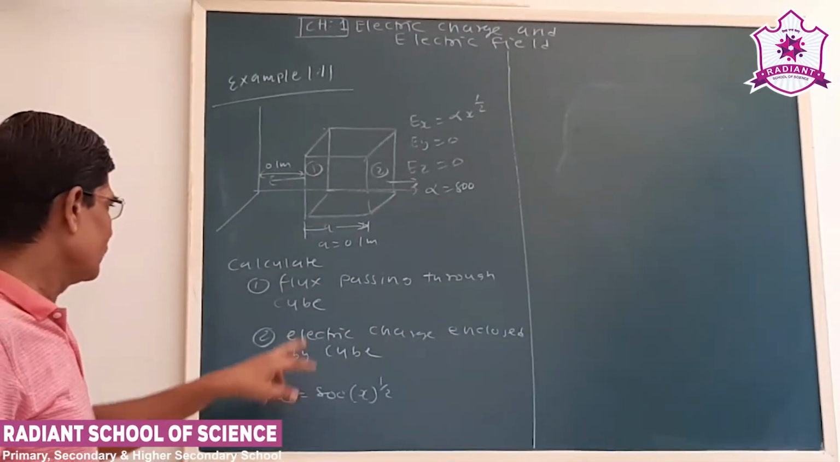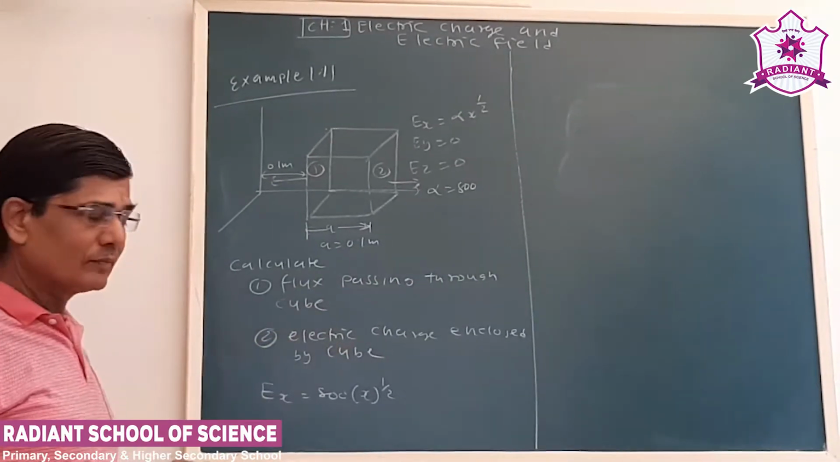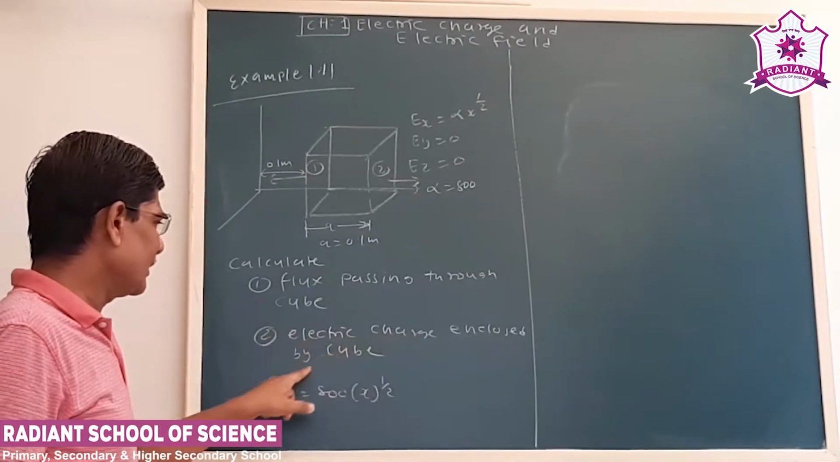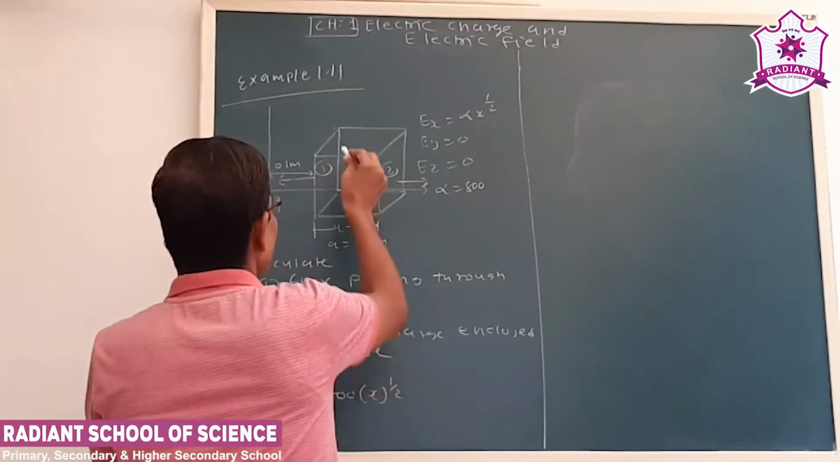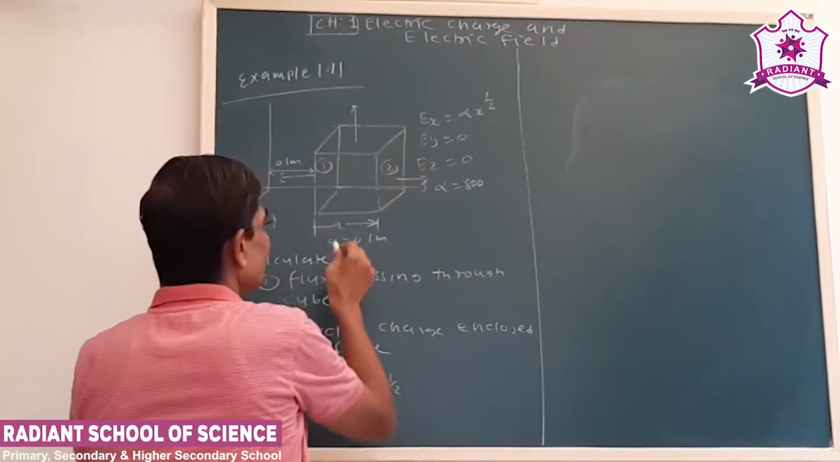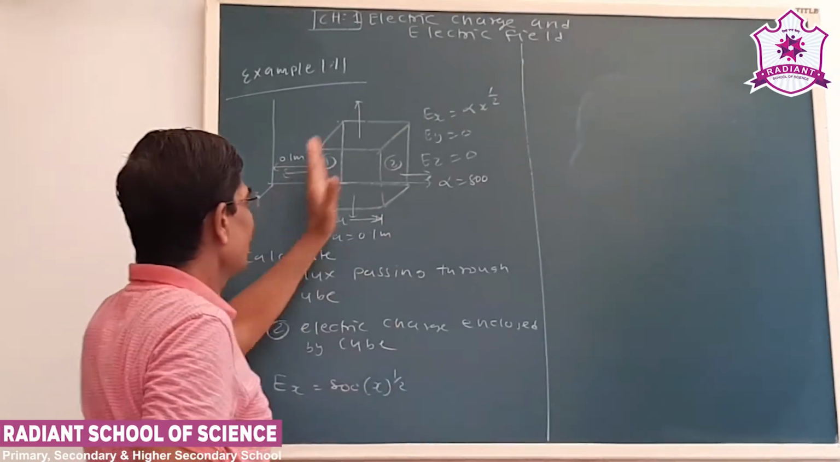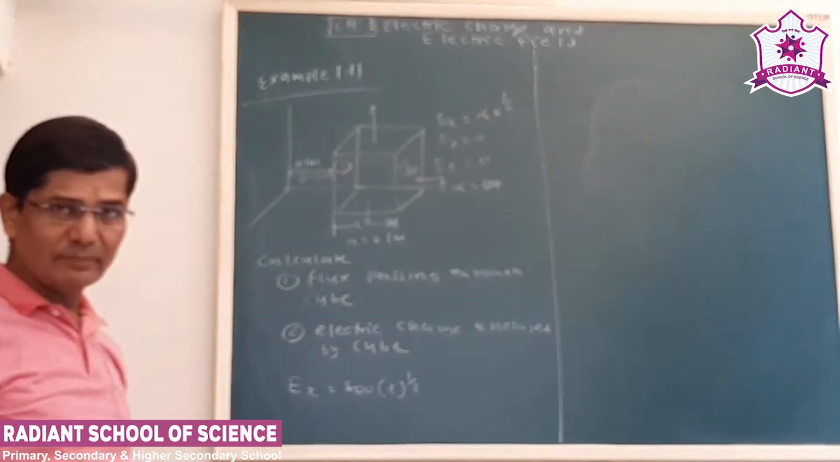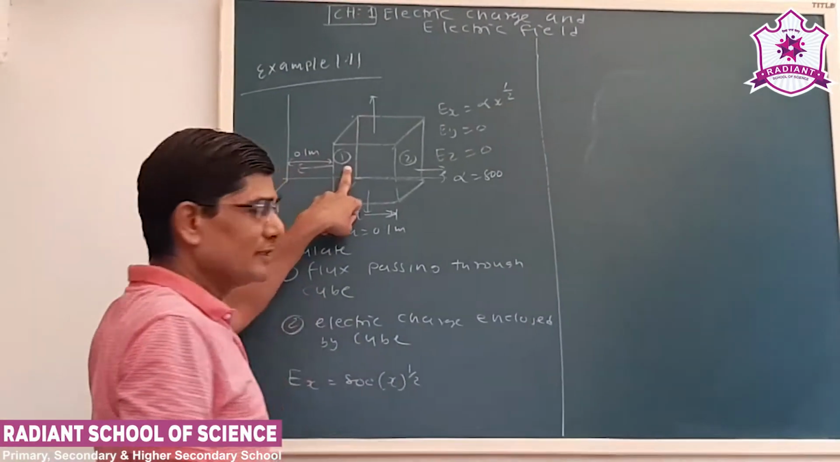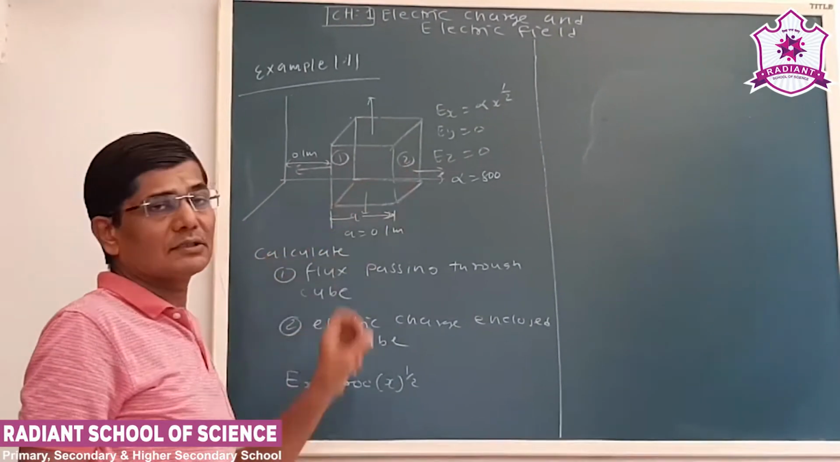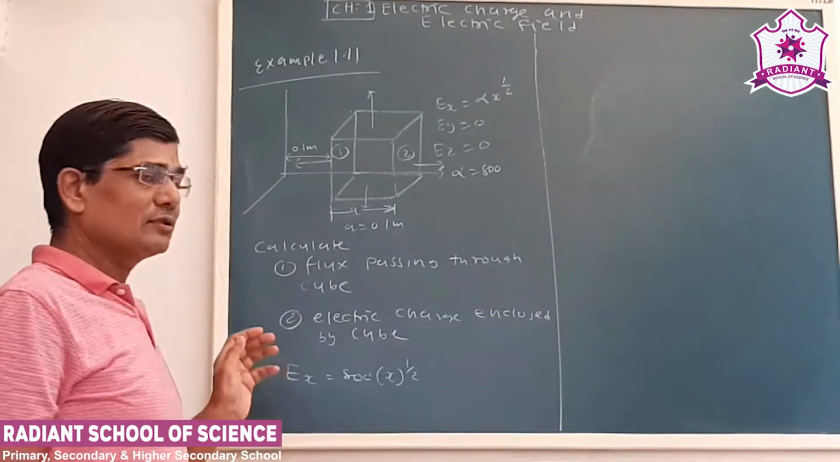What we need to find out? Flux passing through the cube. And second, electric charge enclosed by the cube. Now we know see, the area vector of the upper and the lower surface will be perpendicular to the field, so the flux will be 0. So what we have to find out? The flux linked with the surface 1, that is the left hand side, and the flux linked with the surface 2, that is on the right side.